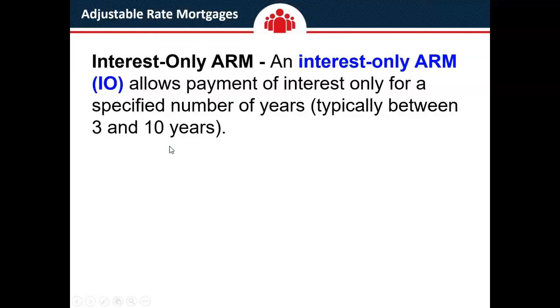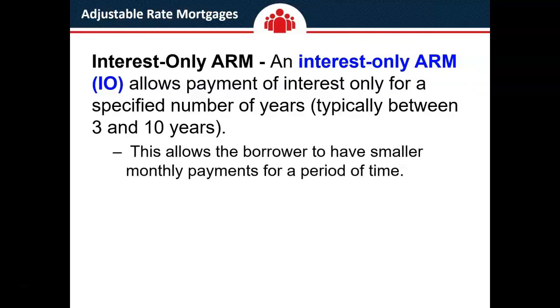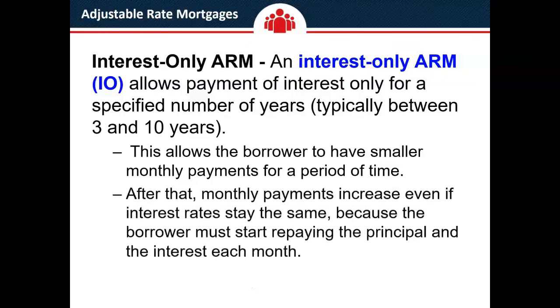So on an interest-only ARM, it's just an interest-only adjustable rate mortgage. It's where you're only paying a part of the interest for a specified number of years. Usually that's somewhere between 3 years and 10 years. But it's where the interest rate is fixed for the first few years, allowing the borrower to have a smaller monthly payment for a period of time. But then after that time, it's going to adjust.